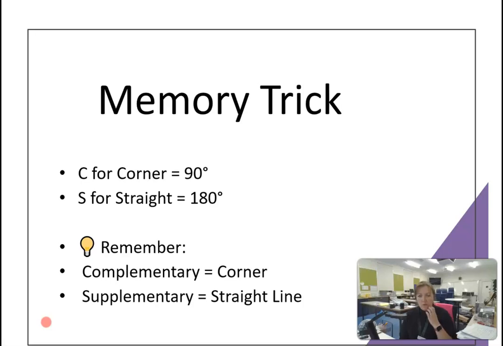Now just so you do know as well, we can have more than two angles. We might have three. We're going to work with two today, but you might find some questions that have got more than two angles. So you can have three angles that add up to 90 degrees and they would be considered to be complementary. If we had four angles that add up to 180 degrees, they would be considered to be supplementary.